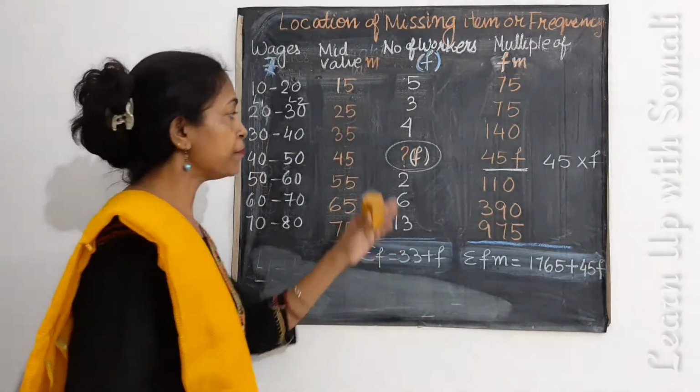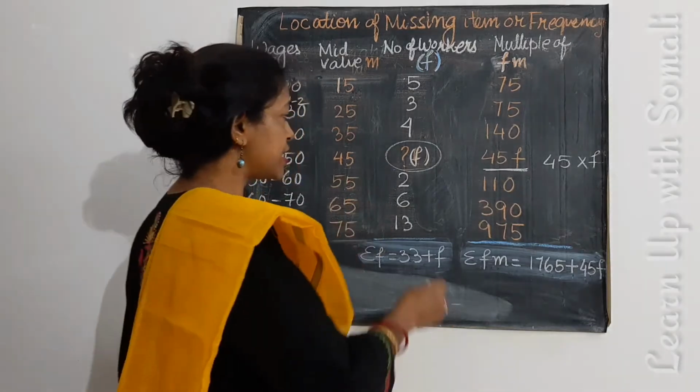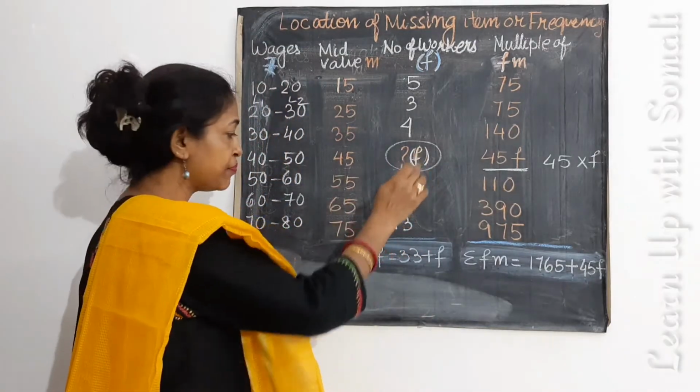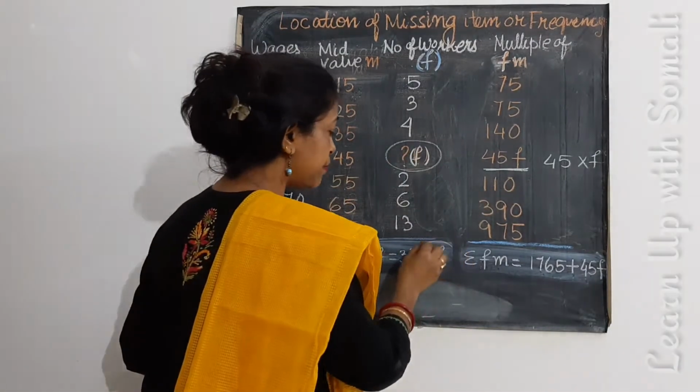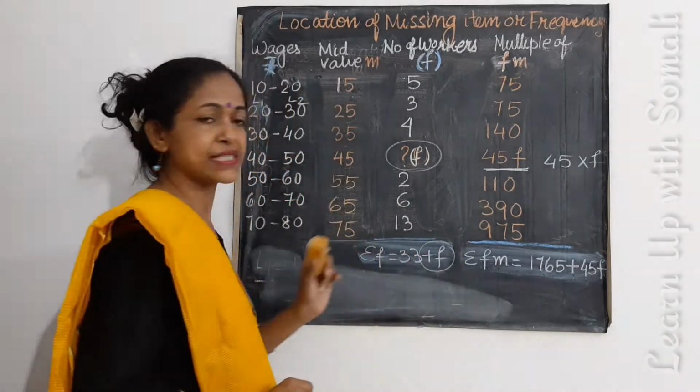So here also we will add up the frequencies. This is unknown to us, so this portion we will simply keep it as plus F.